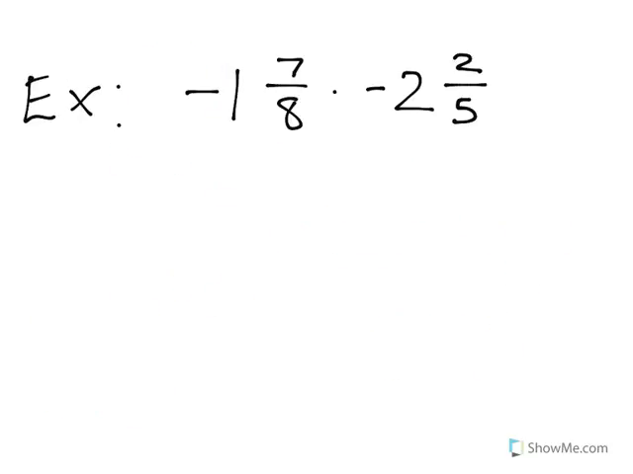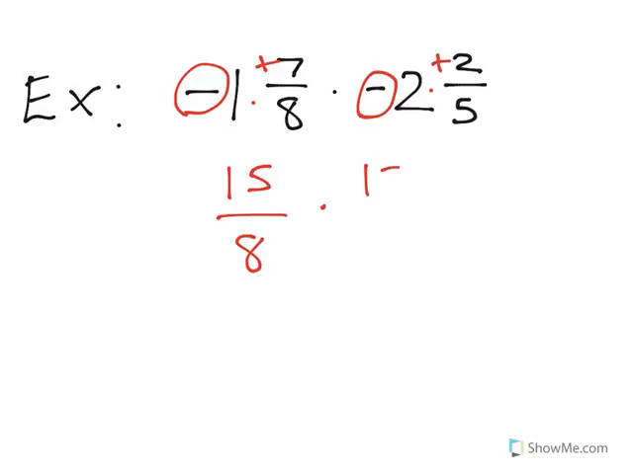Last example, we have -1 7/8 times -2 2/5. Again, turn into improper fractions. I'm going to multiply and then add. Again, I'm going to save these both till the end, so I'm not going to worry about it. 8 times 1 is 8. 8 plus 7 is 15. Keep the denominator the same. 5 times 2 is 10, plus 2 is 12. Keep the denominator the same.